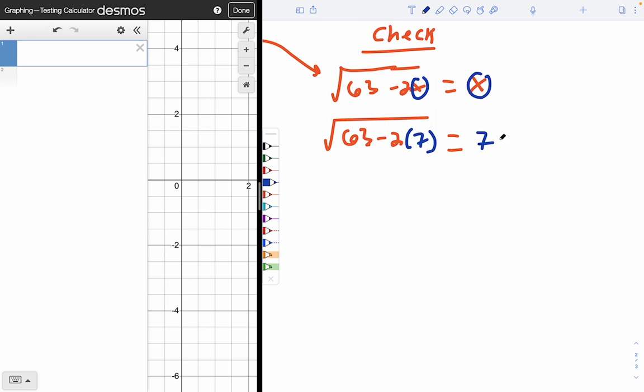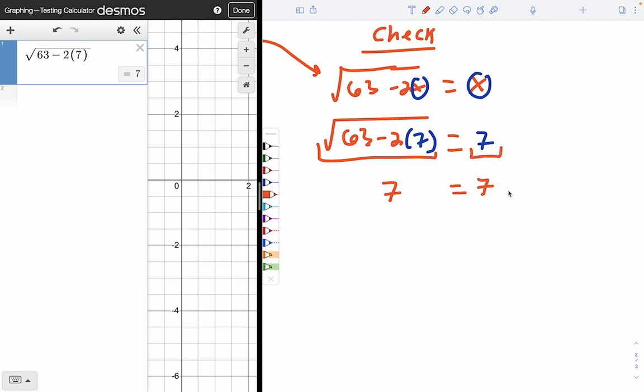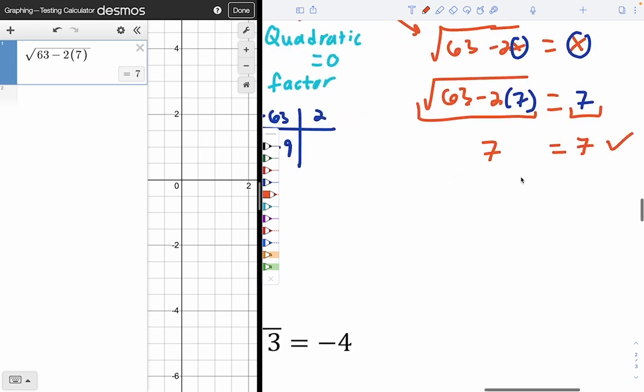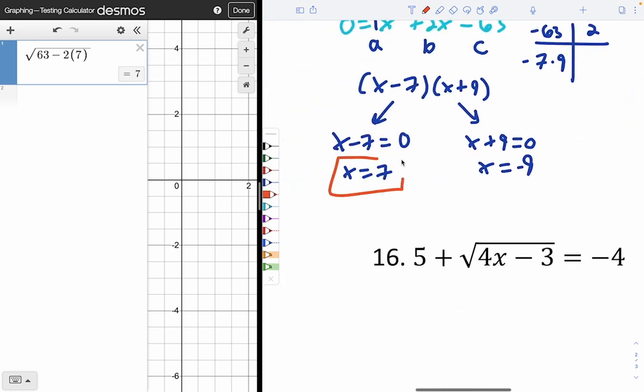And again, an equal sign means the left side should be the same as the right side. So let's calculate the left side. Square root 63 minus 2 times 7. So the left side calculates to 7. The right side is just already 7. So is the left side the same as the right side? Okay, so 7 is a correct solution. So down here, 7 is a correct solution.